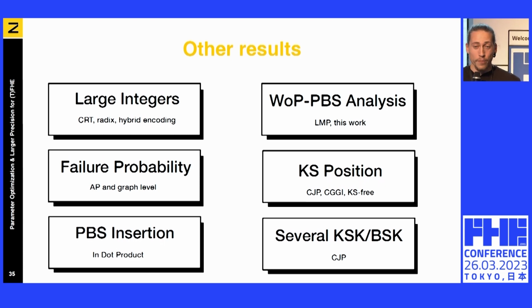So if you look at the paper on Imprint, we have a lot of other results. We came up with 3 encodings to build large integers with benchmarks and parameters. We also compared without padding PBS in the literature, so the LMP PBS with our own. We offer ways to deal with the failure probability at an atomic pattern level and at a graph level.